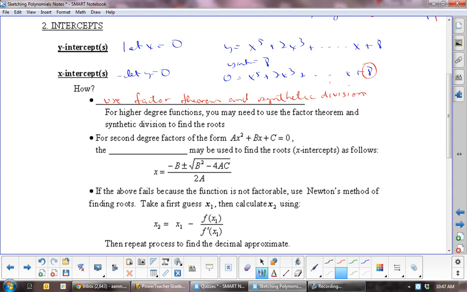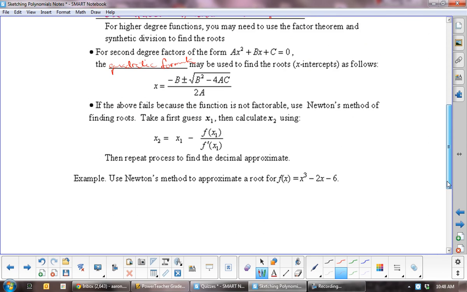For higher degree functions, you may need to use the factor theorem. Oh, that's not good. It's there again. Okay, so now for second degree functions, when you get it down to that, because it may not be right off the bat, you're going to be using the quadratic formula. Okay, now if all else fails, you can use Newton's method, but I'm not going to show you Newton's method, so therefore I will not be giving you ones that will need it.